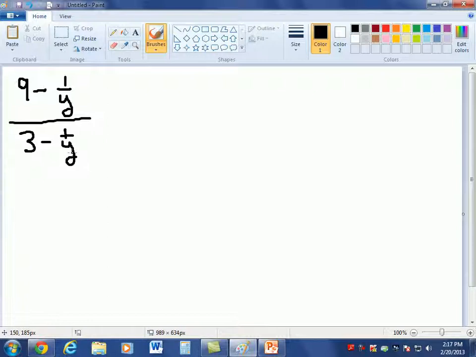Now think. How can we change how this looks legally? Change how it looks, but don't change how it is. Change how it looks, but keep it equivalent. 9 over 1, that might be helpful. I usually don't personally think of this because I'm experienced with it, but if you're uncomfortable with fractions, it might be helpful to remember that 9 is just 9 over 1. 3 is just 3 over 1. Now it looks a lot like the last problem we did. So what can you do with it next?